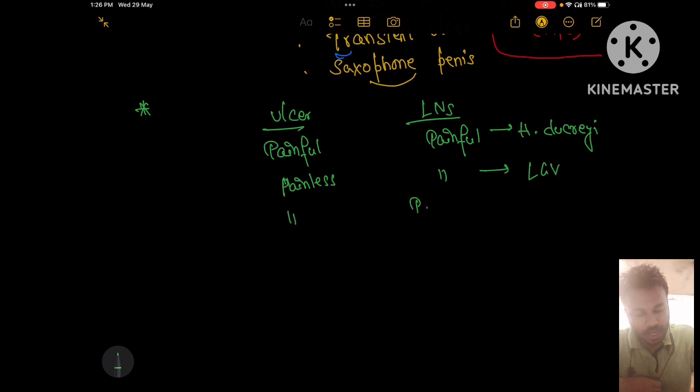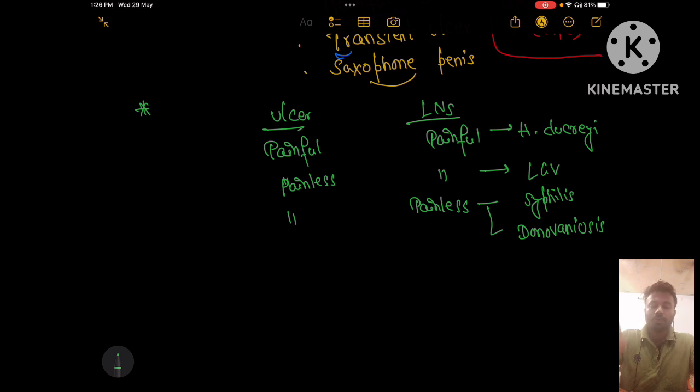If both are painless, it goes for syphilis and donovanosis. So painful ulcer, painful lymph node goes for Haemophilus ducreyi. Painless ulcer, painful lymph nodes, LGV. Painless ulcer, painless lymph nodes, syphilis and donovanosis.